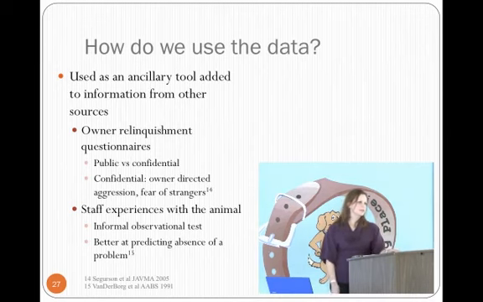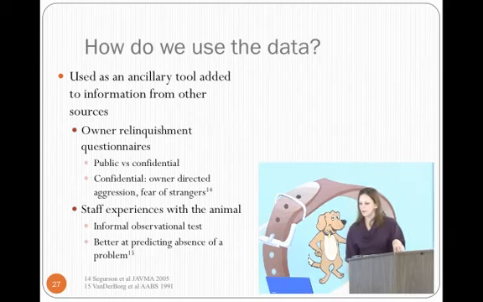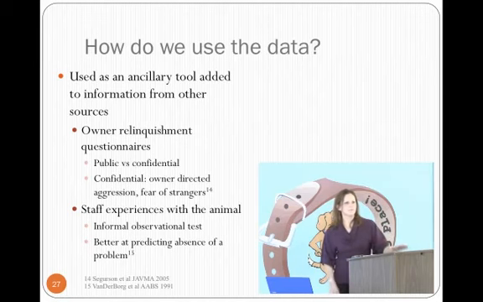You also have to take into account the staff experiences with the animal, so that animal caretaker or handler that's working with the animal. This is essentially an informal observational test type, and we talked about some of those other testing criteria previously. They actually found that when looking at this data, this type of information is better at predicting the absence of a problem. So if we have a pet who, say for instance, we're worried about cage aggression or barrier frustration, if the animal's never experienced that or the handler's never experienced it, you say, okay, it's pretty likely that it may not be a problem at home, versus if they say there is a problem.